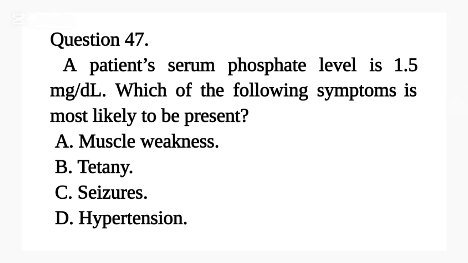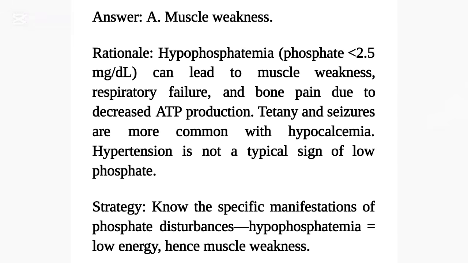Question 47. A patient's serum phosphate level is 1.5 milligrams per deciliter. Which of the following symptoms is most likely to be present? A. Muscle weakness. B. Tetany. C. Seizures. D. Hypertension. Answer: A. Muscle weakness. Rationale: Hypophosphatemia, phosphate less than 2.5 milligrams per deciliter, can lead to muscle weakness, respiratory failure, and bone pain due to decreased ATP production.